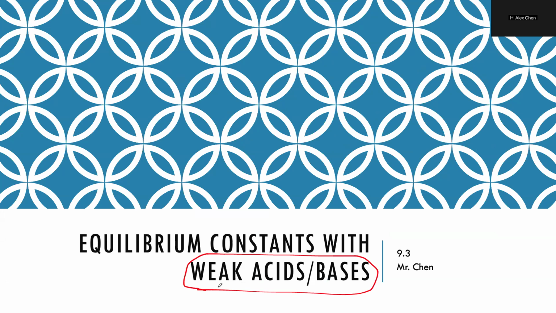Before today, I dealt with our strong acids and bases, which are quite straightforward. All you need to do is pH equals negative log of H3O plus concentration. But here we're going to look at weak acids and bases, which involves the use of a RICE table.